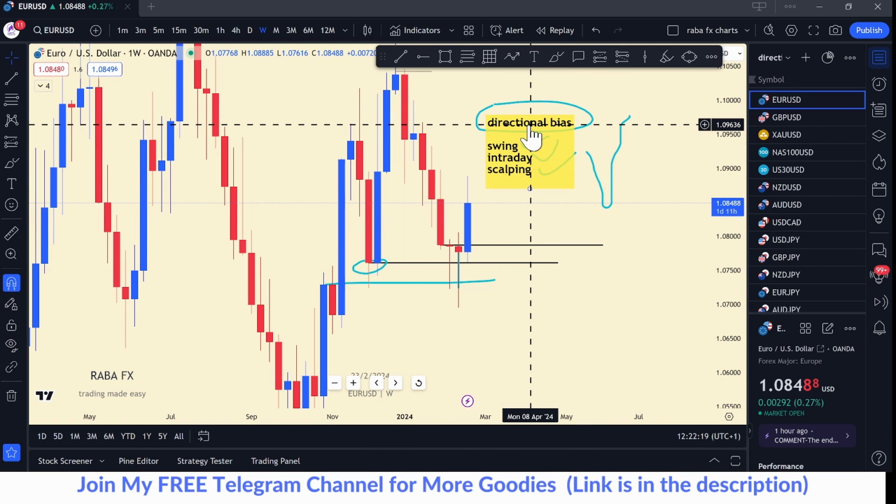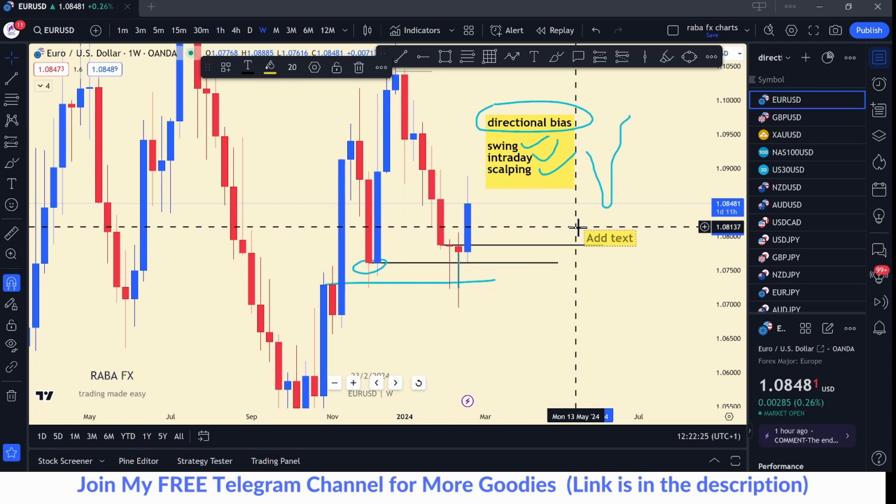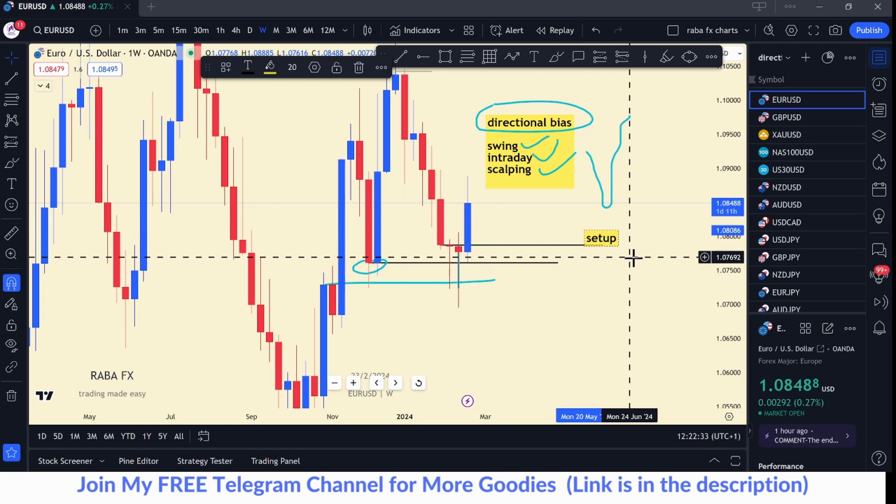So the first thing is to know your directional bias. The second thing is to know your setup. Now, my setups are simply around the opening price strategy. I use the opening price as a form of support and resistance. So I only take trades when price gets to my opening price.